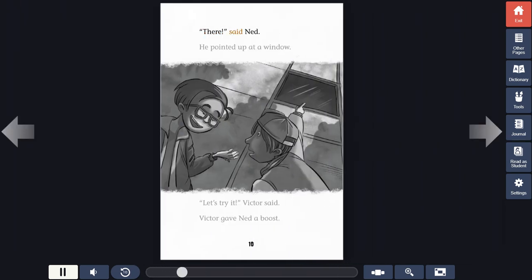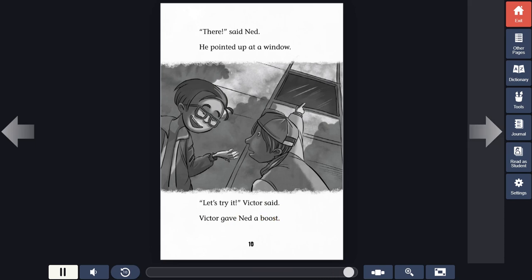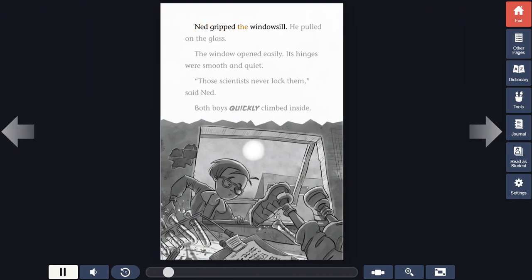There, said Ned. He pointed up at a window. Let's try it, Victor said. Victor gave Ned a boost. Ned gripped the windowsill. He pulled on the glass. The window opened easily. Its hinges were smooth and quiet. Those scientists never lock them, said Ned. Both boys quickly climbed inside.